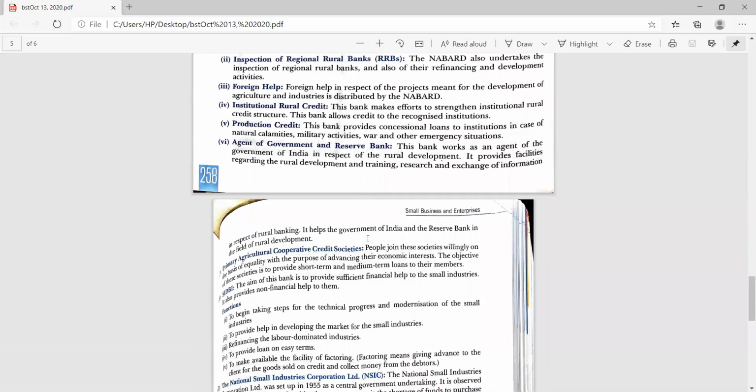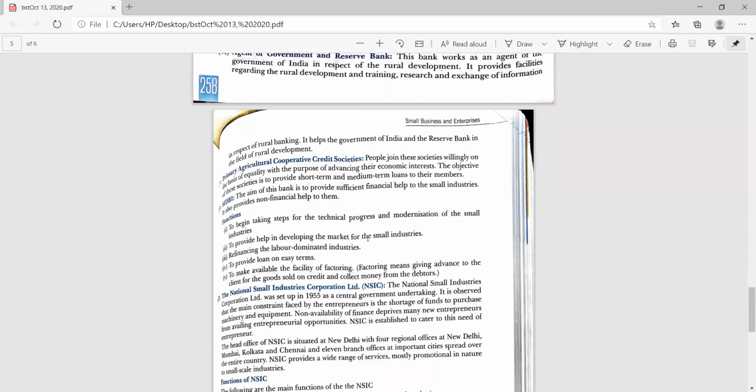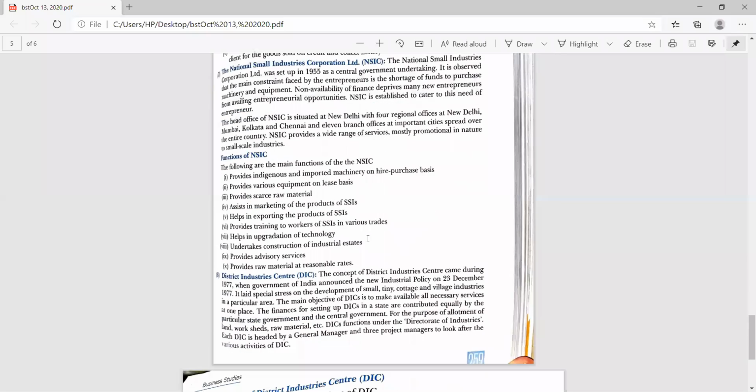Primary Agriculture Cooperative Credit Societies, SIDBI is also there, and NSIC and DIC. NSIC means the National Small Industries Corporation Limited, where its head office is in Delhi, regional offices are in New Delhi, Mumbai, Kolkata, Chennai, and 11 branches in other important cities, spread across the entire country as well. The following other functions are also given to you.